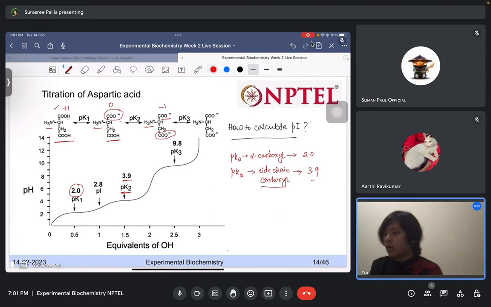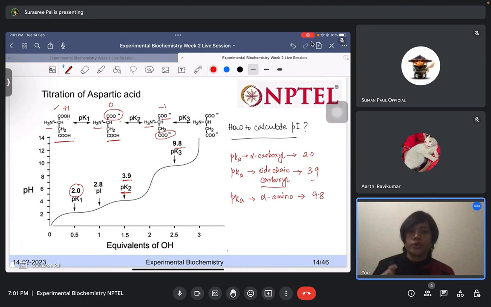-1. Very good. Now next what happens, it has another pKa, right? It has the third pKa value, which is for the alpha amino group. The pKa for the alpha amino group is 9.8, right? So when the pH reaches 10 or greater than 10, this alpha amino group also releases its proton. So now from NH3 plus it becomes NH2, right? So we have NH2 and we have 2 carboxyl groups existing as CO minus.